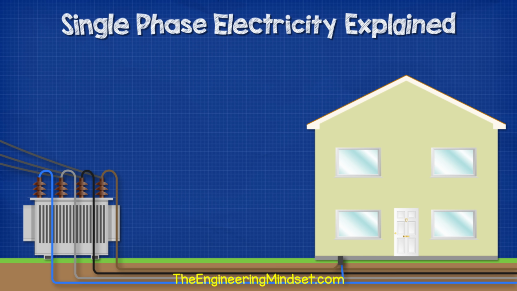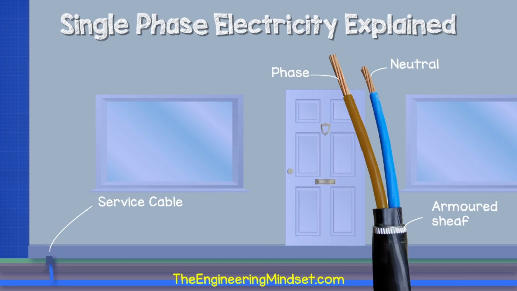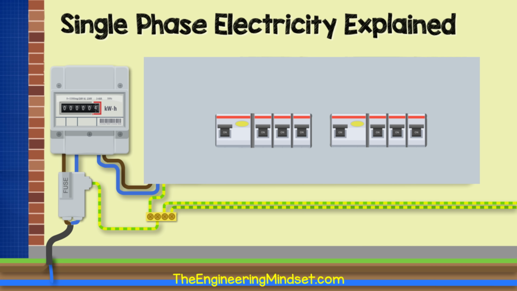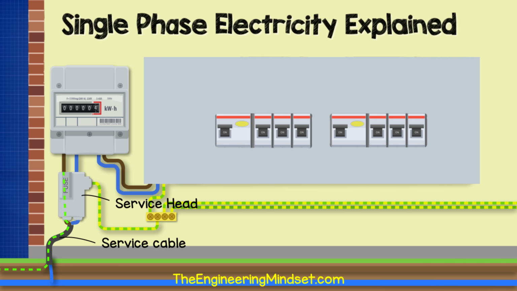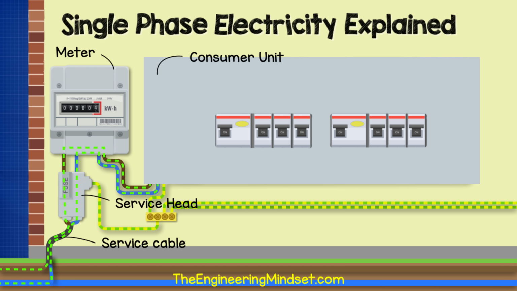The service cable contains the phase and neutral wires. There's also a metal protective sheath around the cable in most cases, especially if it's buried underground. The service cable comes in, the electricity is going to flow through the phase, pass through the main fuse, then through the electricity meter and then into the consumer unit.